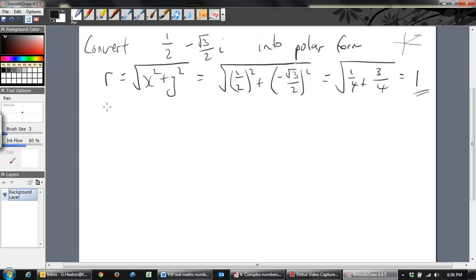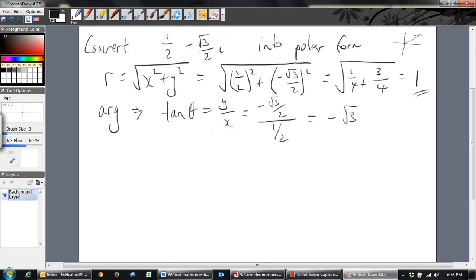Fantastic. And the other part we need to find is the argument. Let's figure out what the argument is. It was tan theta equals y over x, in other words, the imaginary part over the real part. So that's negative root 3 over 2 over half. Those 2's cancel and we get negative root 3. So tan theta is equal to negative root 3.